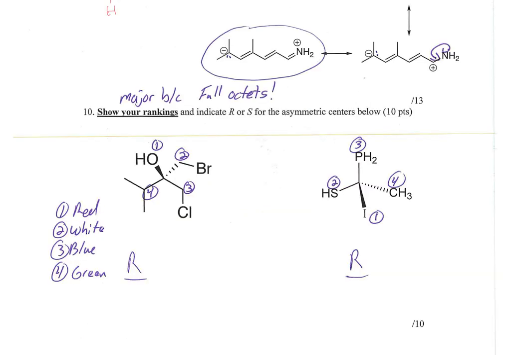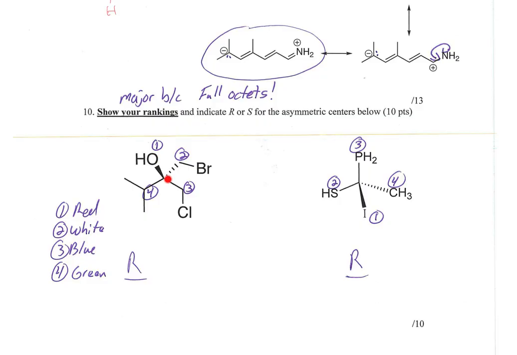All right, rankings. Make sure you show your rankings. Make sure you write 1, 2, 3, 4, red, white, and blue. Because if you goof up your rankings, you can still earn points. Because whatever your rankings are, if you do the R and S part right, you can still earn points. So make sure you show your work.